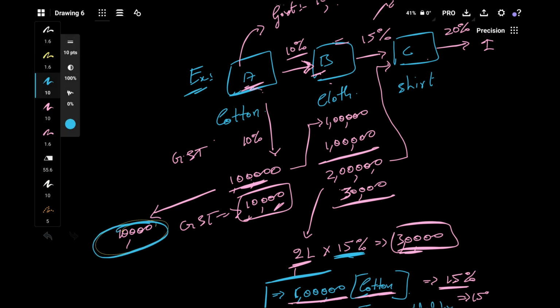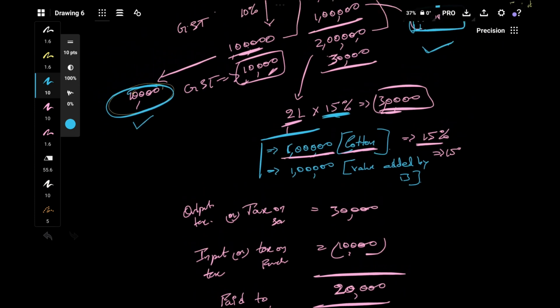And B's value addition, how much is it? B's value addition is 1 lakh. On this also let's assume government will get 15%. The tax rate is 15%, right? So government will get 15,000. In this way, how much is government getting? Here government is getting 10,000. Here at the second stage, when B is selling to C, government is getting 15,000.